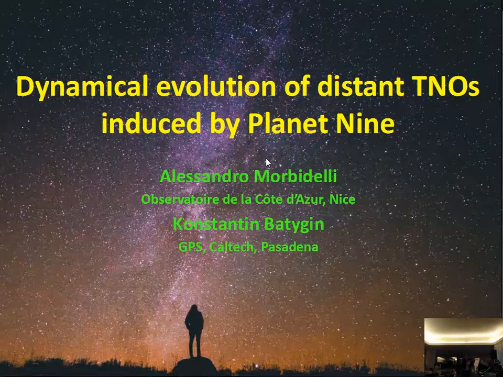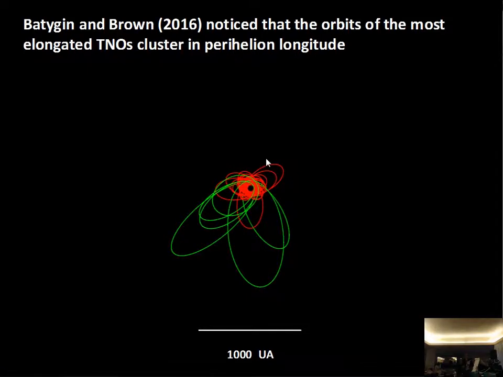I would like to go back to some real astronomy and present this work that I did with Konstantin Batygin at Caltech about the dynamical evolution of distant trans-Neptunian objects induced by Planet 9. The story of Planet 9 starts with the observation that the most elongated, the most elliptic trans-Neptunian objects have orbits which are not isotropically distributed in space, but are more or less aligned in one direction. That means that the longitudes of the perihelia of these orbits cluster within 90 or 100 degrees.